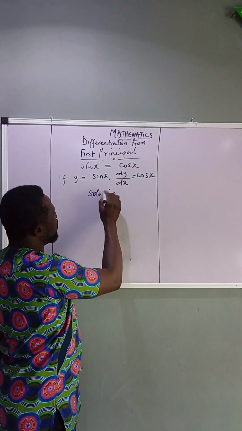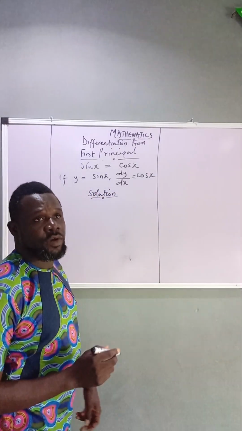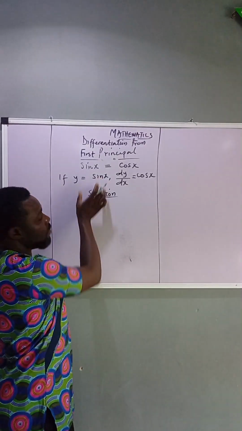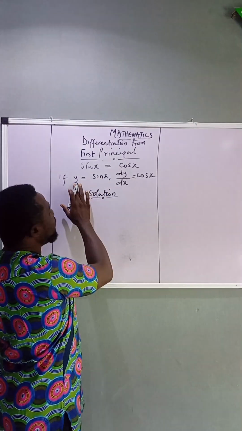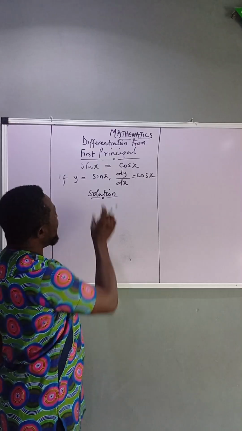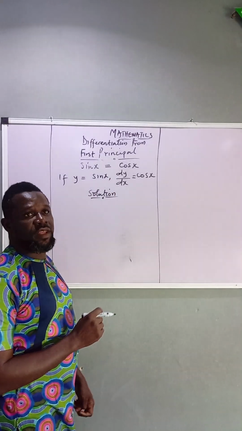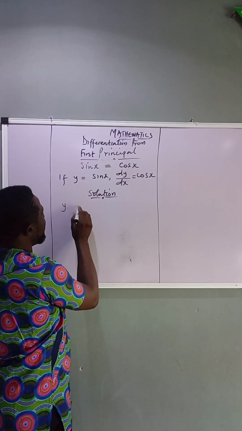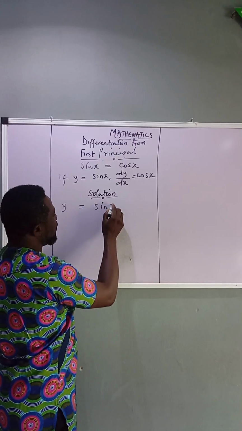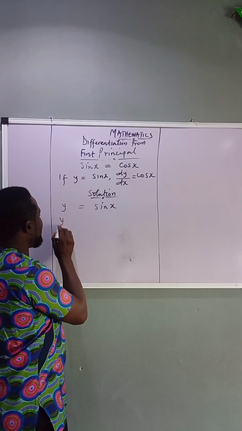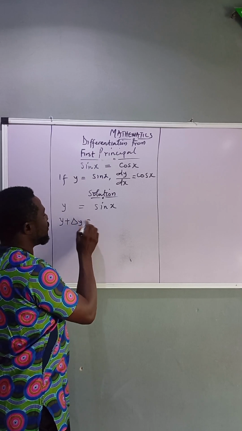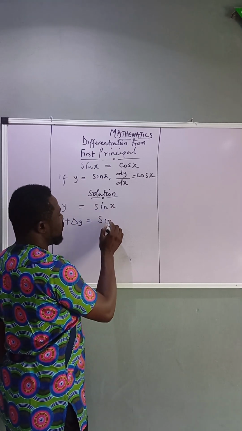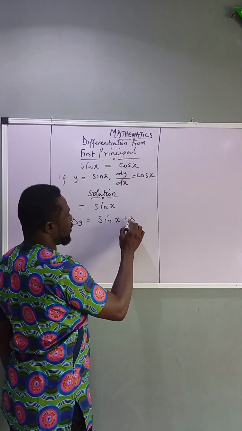We are going to be doing this differentiation from first principle, and if you want to do that, we are going to increase y with delta y, we increase x with delta x. So this y I'll write as y equal to sine x. We increase this y by adding delta y. We increase this x by adding delta x.